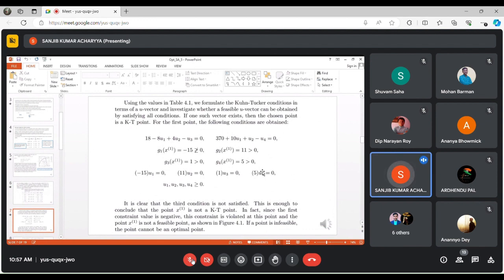Putting in the Kuhn-Tucker conditions, these are the equations obtained. From here, we can solve for u1, u2, u3, u4. Because there is no equality-type constraint, there is no v in the problem, but otherwise v can be present. Here all these equations contain only u1, u2, u3, u4. Is it clear or not? Yes, sir.